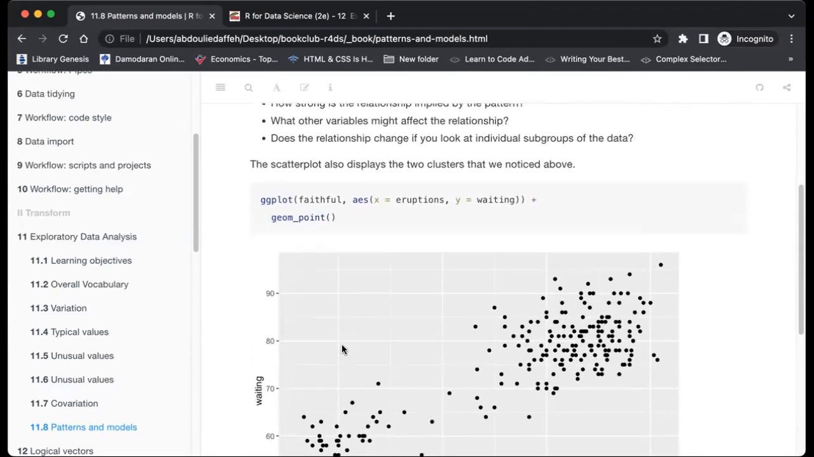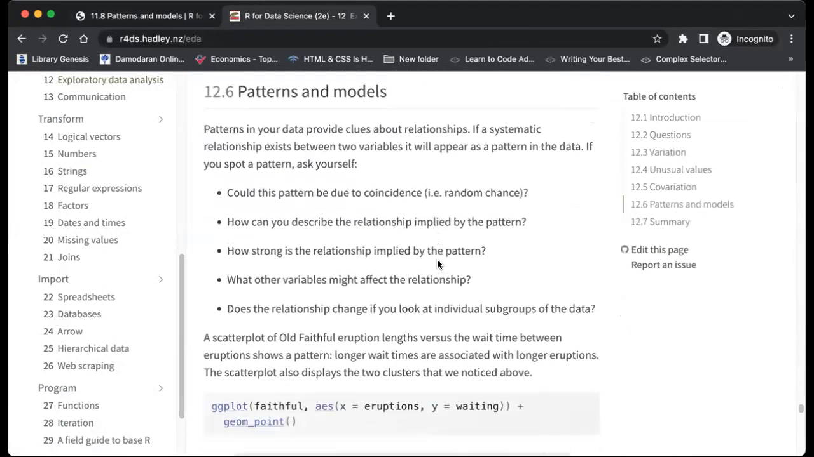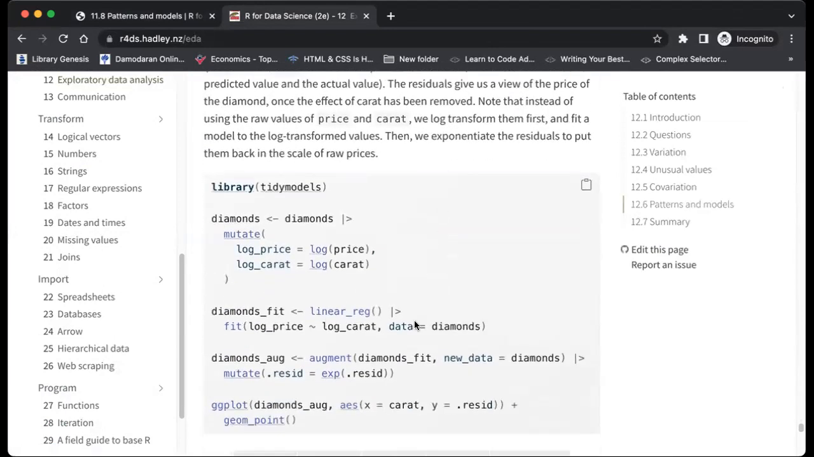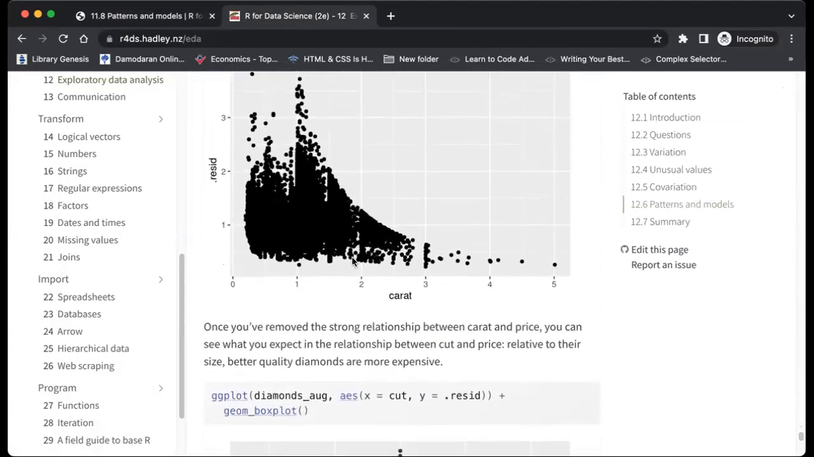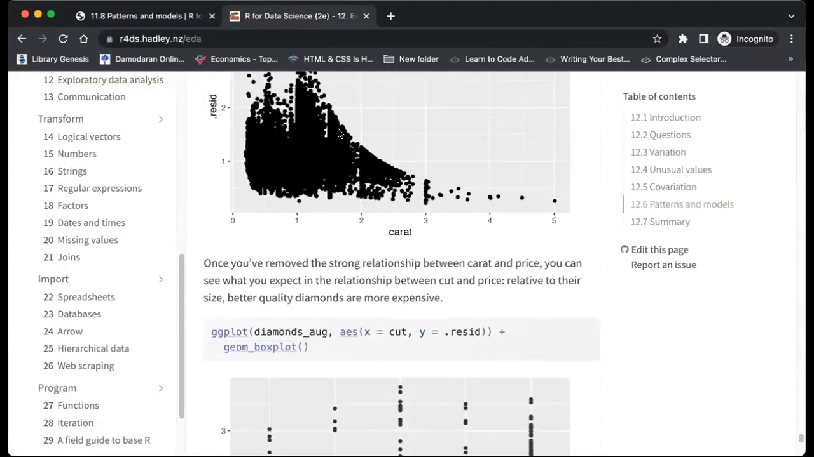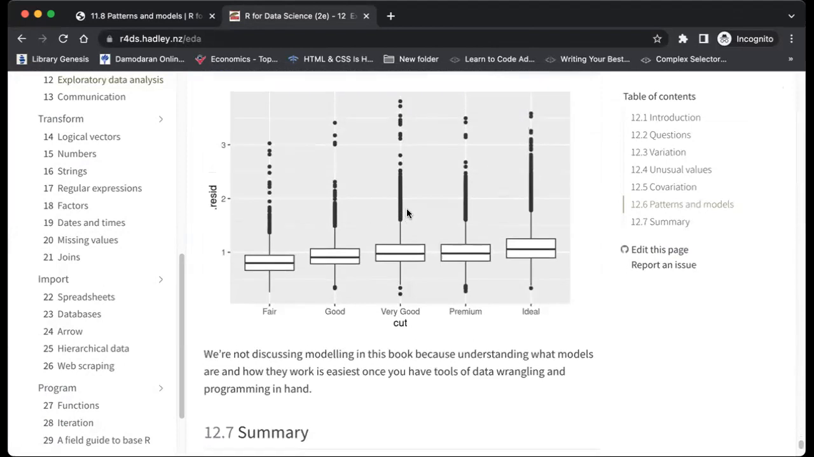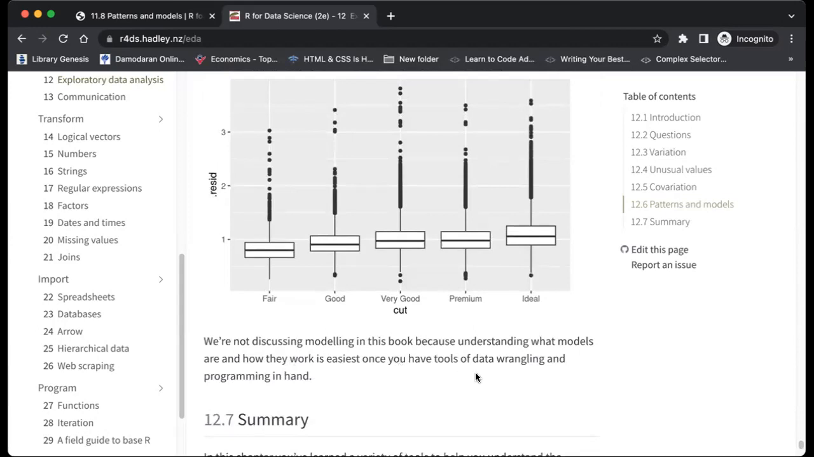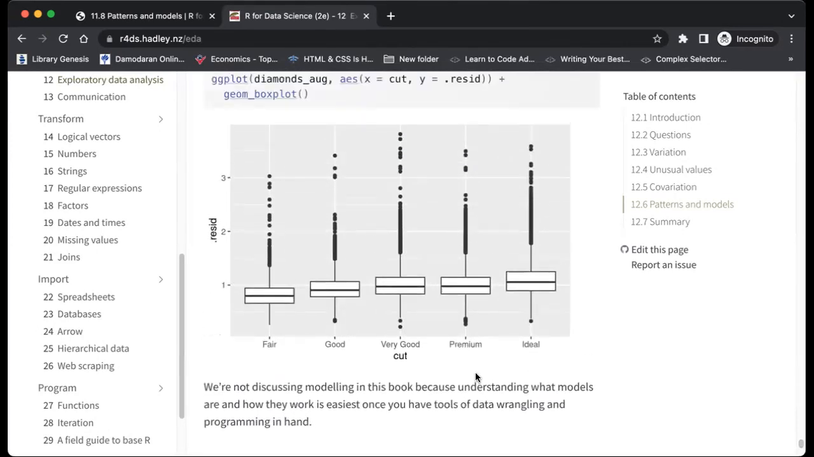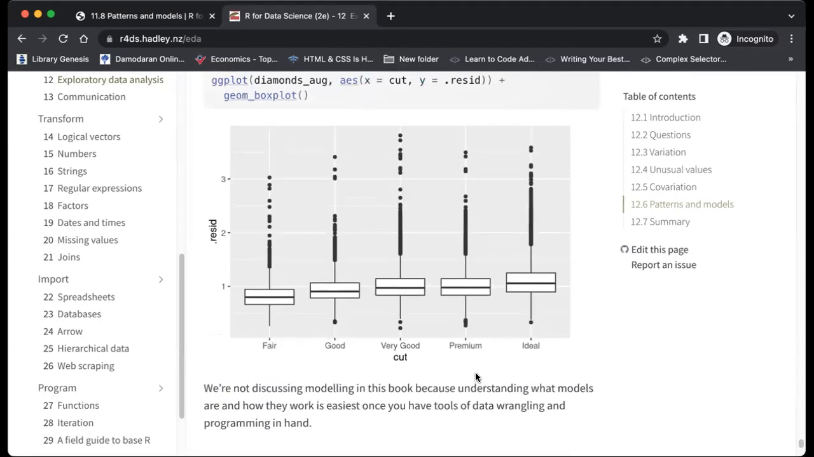Since the book is not going into details about modeling, it just mentions that you could use models to help you see this. And this was the modeling part they did, and they were able to see more of the relationship between the carat and the price. They mentioned that they are not discussing modeling in this book, because understanding what models are and how they work is easiest once you have tools for data wrangling and programming in hand. So that's it. Any comments or suggestions?